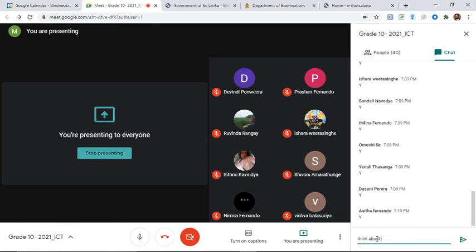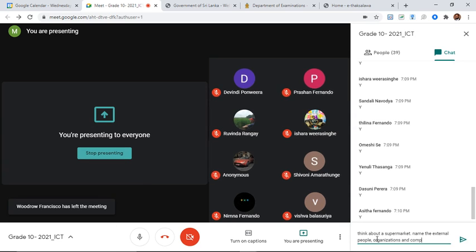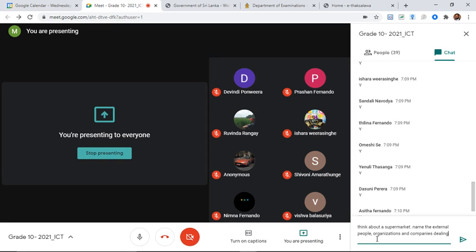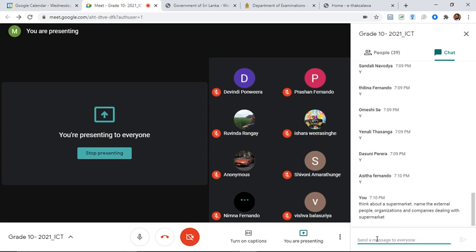Think about a supermarket. Write down this question. Think about a supermarket. Name the external people, organizations and companies dealing with the supermarket.